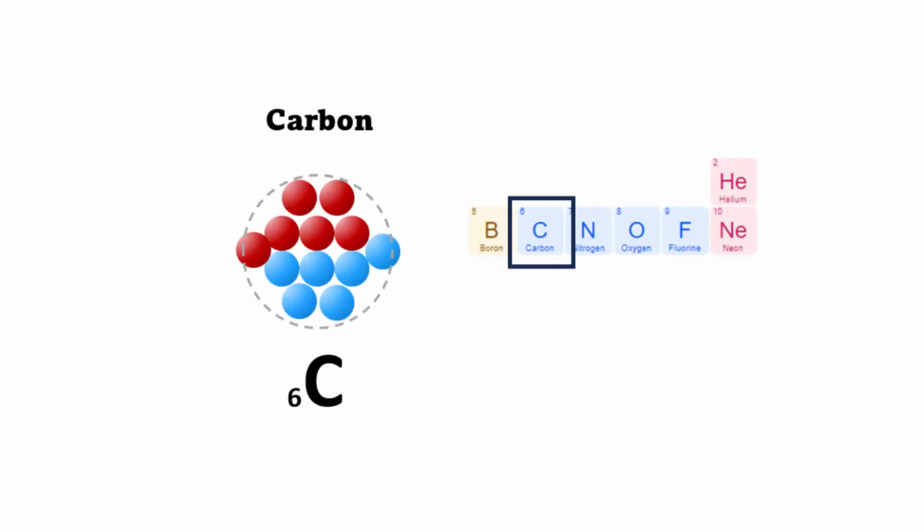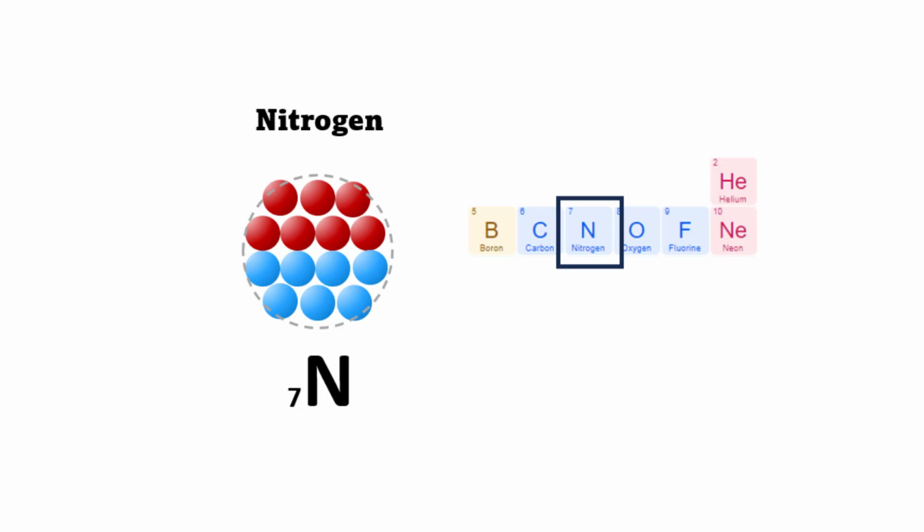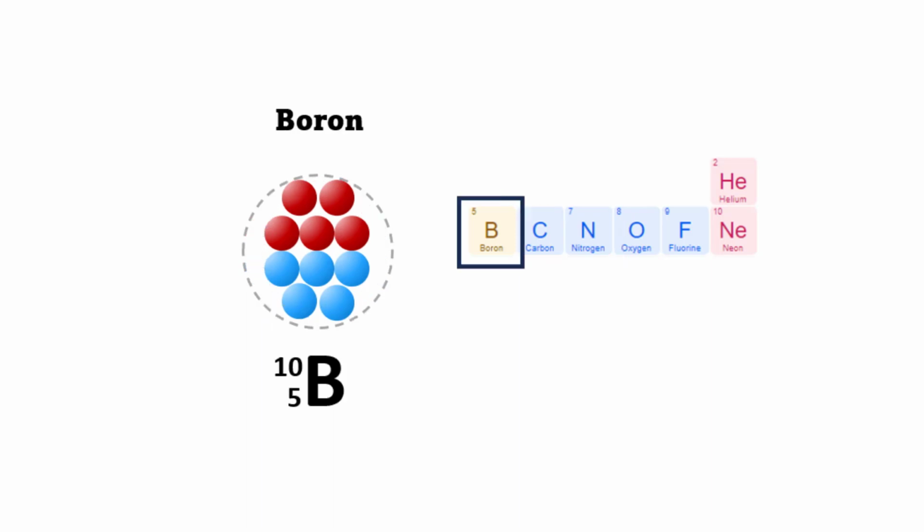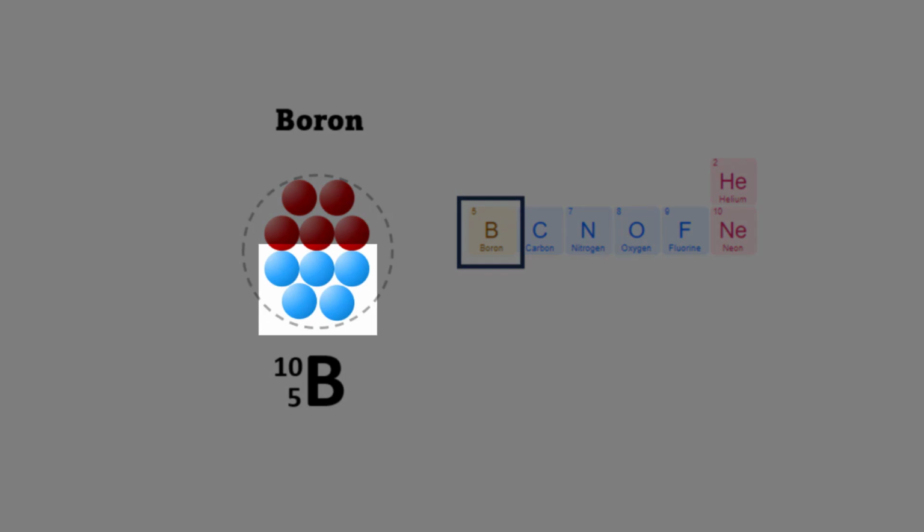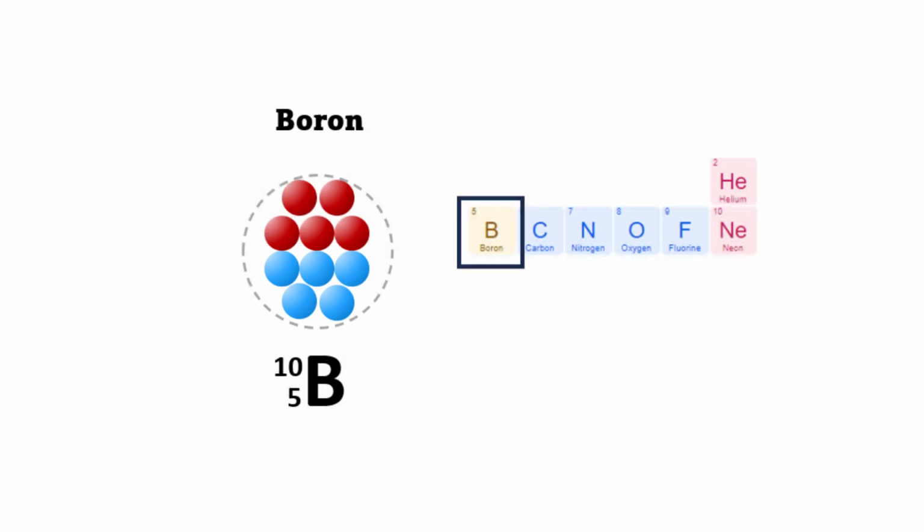Carbon has an atomic number of 6. The 6 protons in every carbon nucleus are what makes it carbon, and it's element number 6 in the periodic table. Nitrogen has an atomic number of 7. The 7 protons in every nitrogen nucleus are what makes it nitrogen, and it's element number 7 in the periodic table. As well as its 5 protons, this boron nucleus also has 5 neutrons.